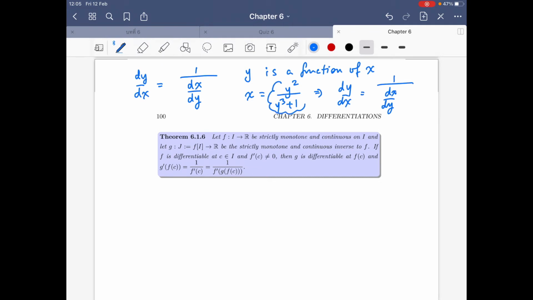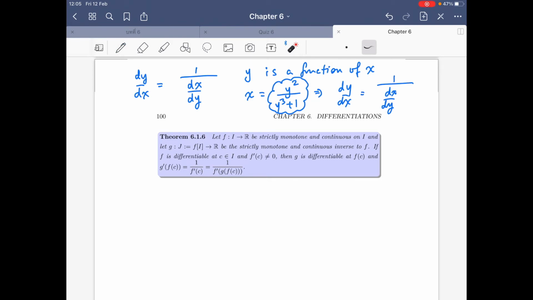For this one you need to use the quotient rule, and then the answer will be in terms of y, something like that. So it's quite similar to implicit differentiation. However, this kind of implicit differentiation depends on the function itself and the inverse of the function itself.